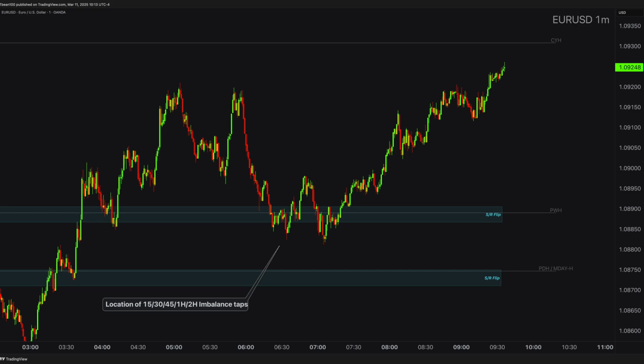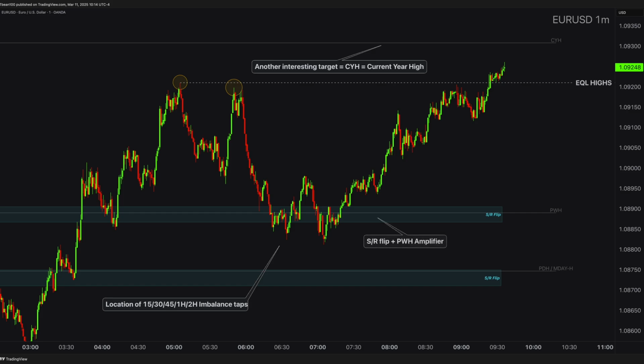Okay, remember this is the area where our multi-level imbalances tap, the location of where we seek entries. If you just check it out above, notice these lovely equal highs, which makes a great target. But also, we have this CYH above. What is it? It is current year high. Another very interesting institutional target. Okay, up until this moment, what do we have? We have our SR flips, we have our amplifiers, and we have our targets.